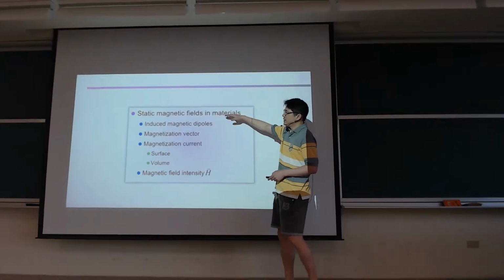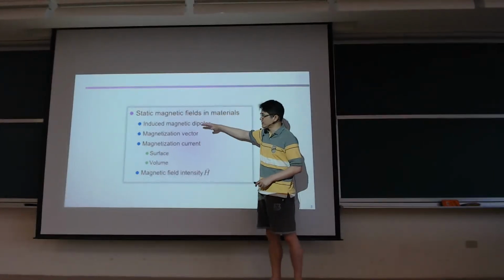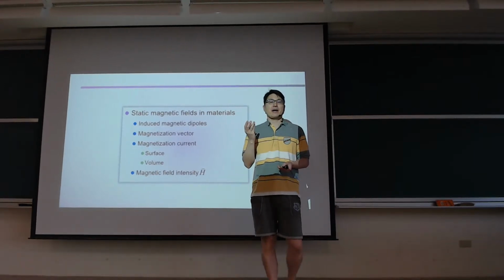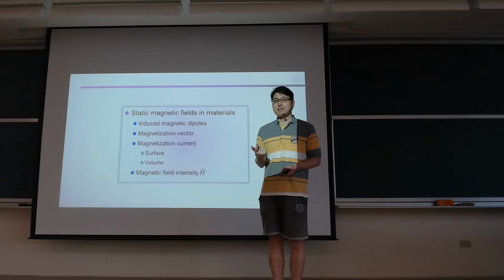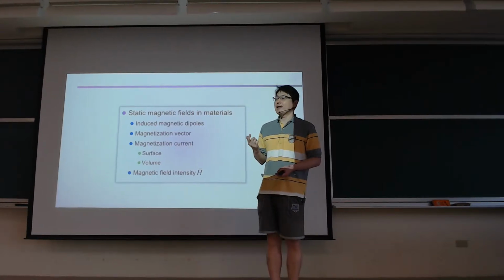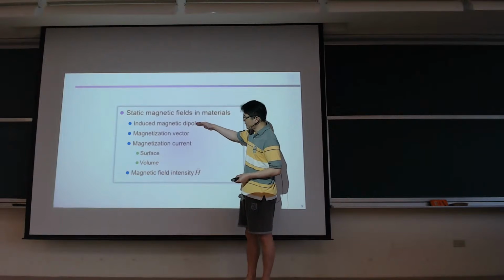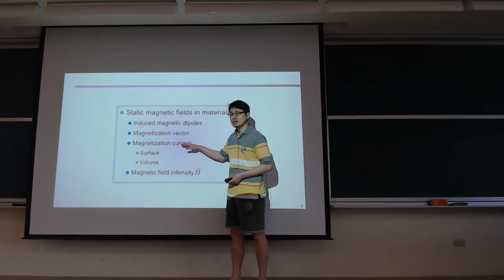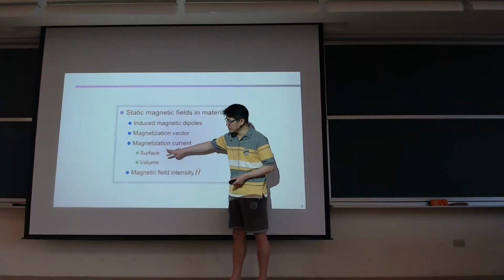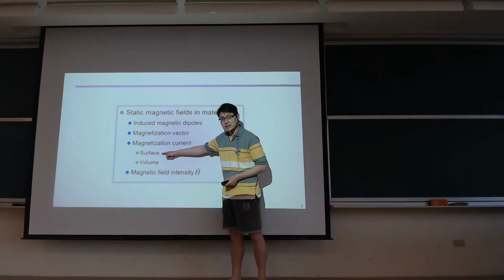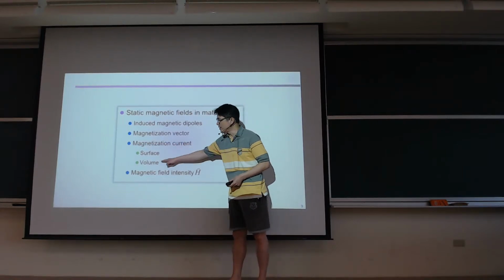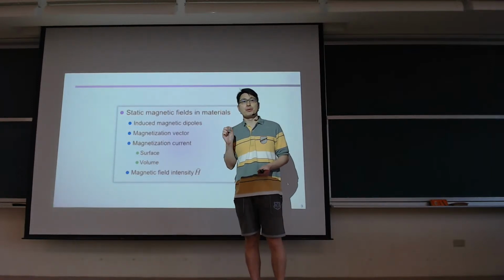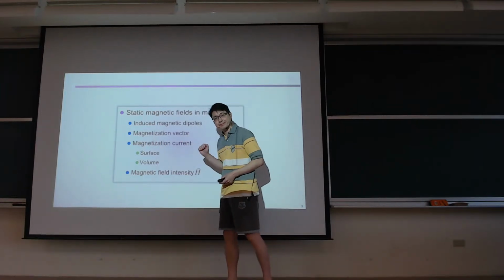So as you can see, in the first subsection, we have lots and lots of titles, but essentially, we want to find how to quantify the induced magnetic dipoles, and the result of these dipoles will give a new term called magnetization current. And there are two types. One is the surface magnetization current. Another one is the volume. Okay? So we need to have proper mathematical formulations for both of them.